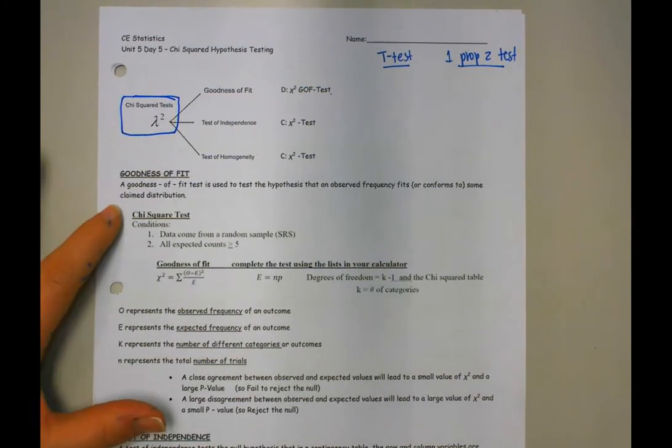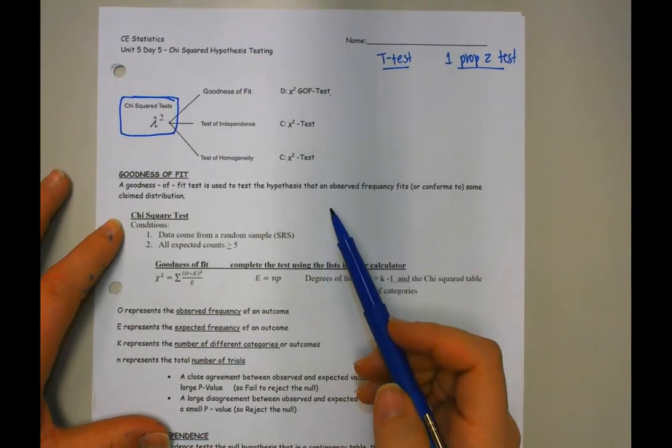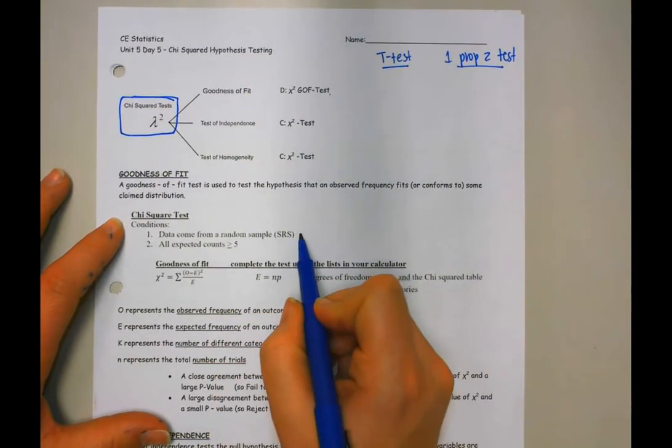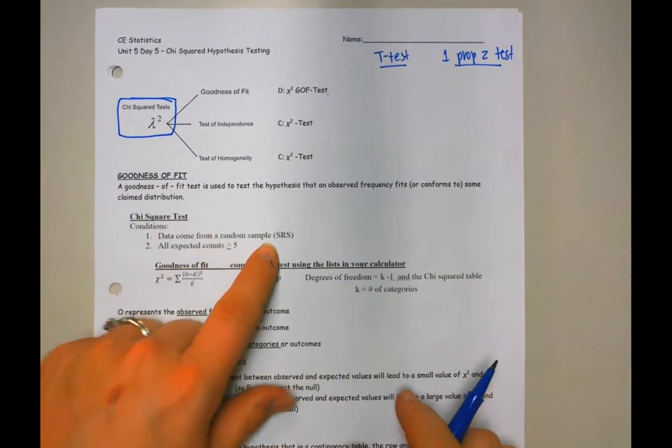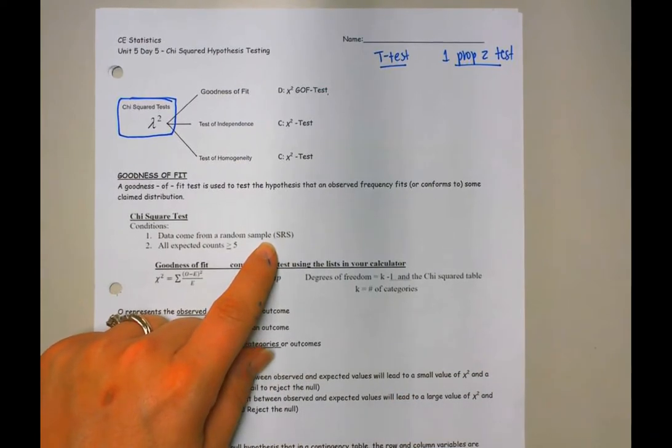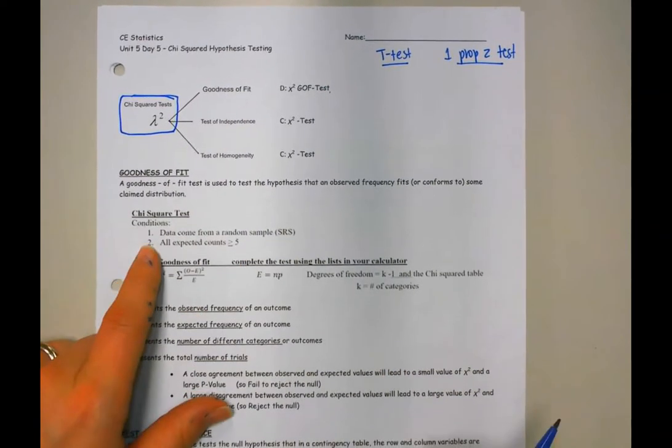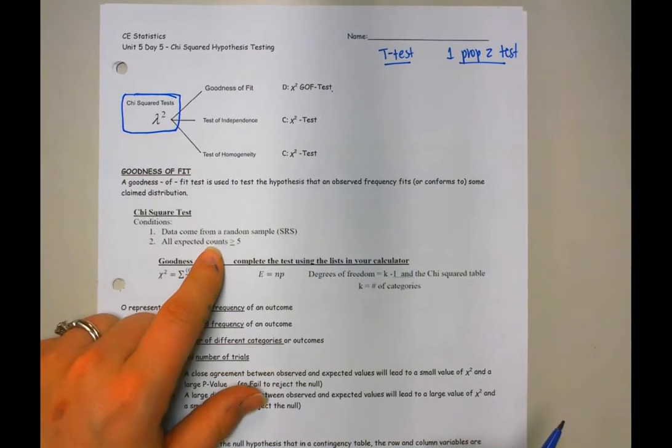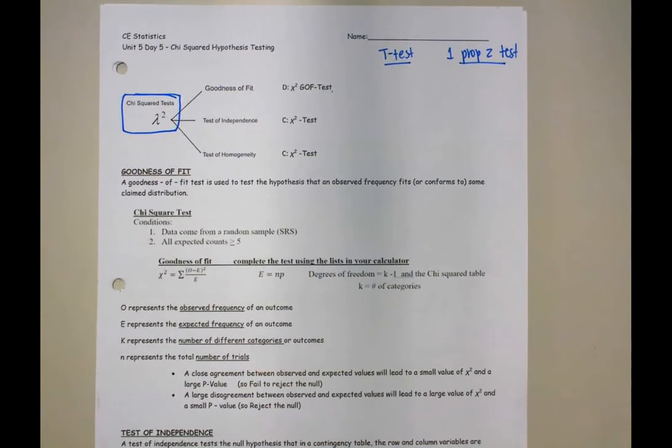For a chi-squared test, all three of these actually follow the same conditions, and there's only two of them. One, that the data comes from a simple random sample, which we've done before. And two, that all the expected values are greater than or equal to 5. And as we do examples, I think that will make more sense.